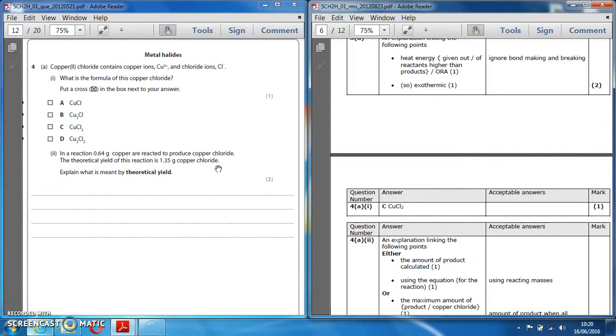Question 4 then, what's the formula for copper chloride? The information you need is up here. Copper's got 2 pluses, chlorine's got 1 minus. Which do I need more of? I need another minus because I've not got enough pluses yet. So I add another chlorine in.